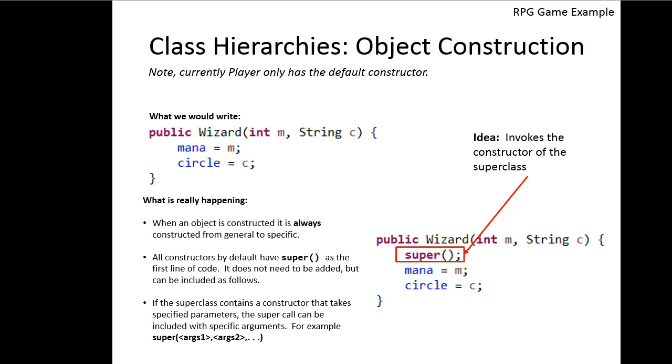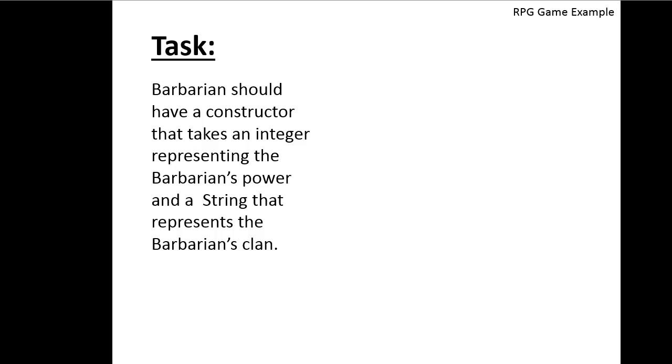If the superclass happens to have a constructor that takes specified parameters, what we're going to do is rewrite that super call there, and we're going to include arguments inside those parentheses. And we're going to take a look at what that looks like shortly. But before we go on, take a second and write a constructor for the barbarian class that's going to take an integer and a string, the integer representing the barbarian's power and the string representing their clan.